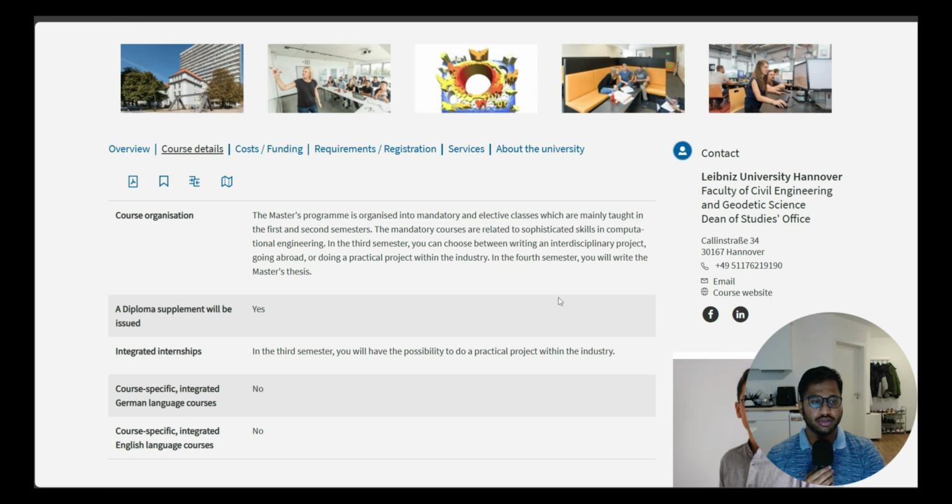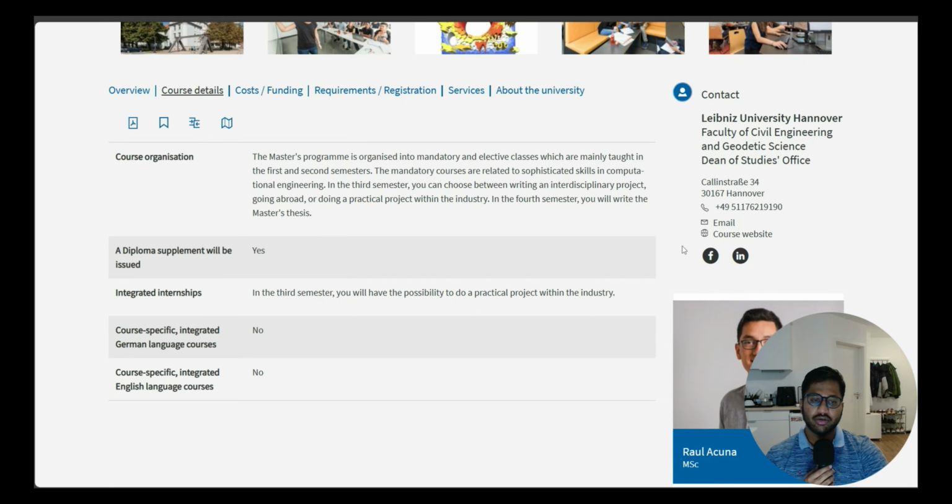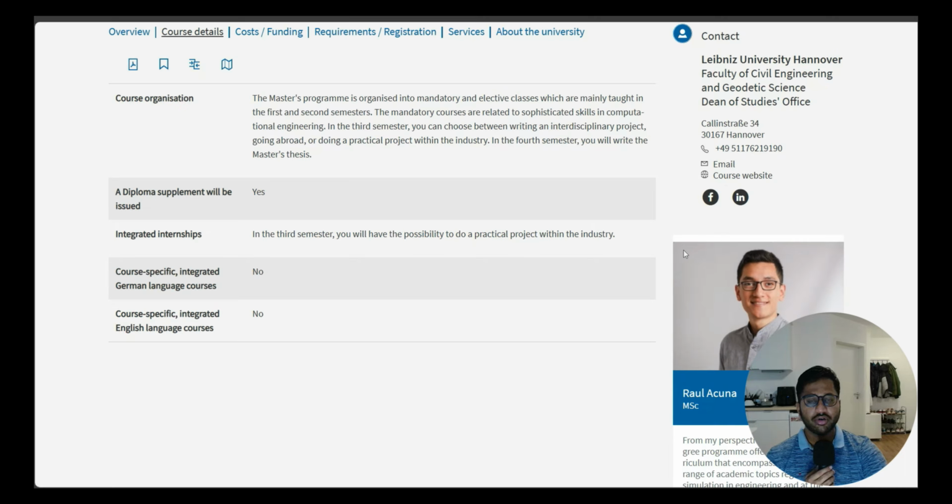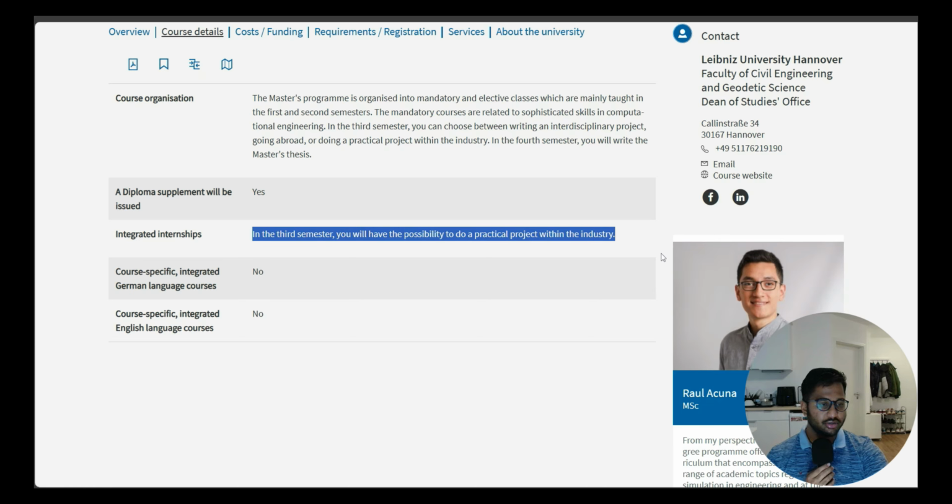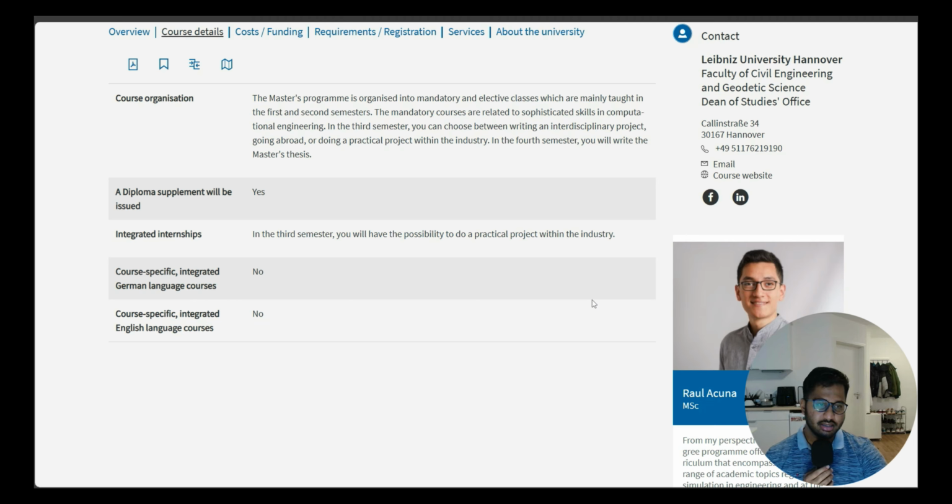This is how the course is divided, but we will get more information when we do the requirement analysis inside the application or on the official website of Leibniz University of Hannover when we are applying. But we are not applying now, as we have already missed the deadline. We will focus on applying in the winter semester. After finishing the degree, a diploma supplement will be issued to you, and in the third semester you will have the possibility to do a practical project within the university, which is also considered an internship.